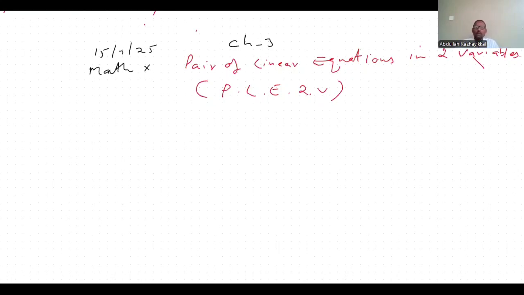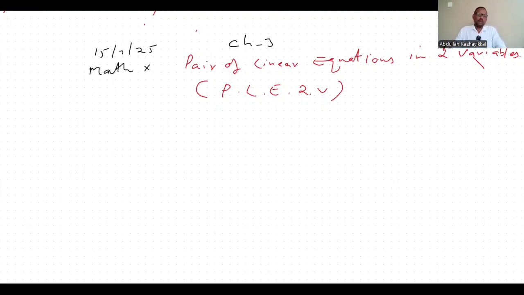You can see here, chapter 3, what I told you before: pair of linear equations in two variables. Can I say PLE 2V? After this, I will use this short form for pair of linear equations in two variables, because this chapter title is a big sentence.